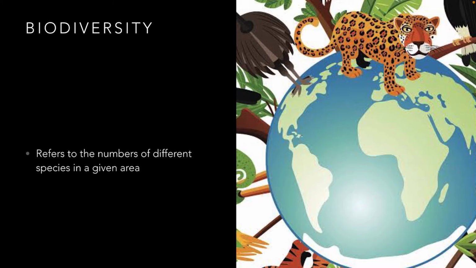Biodiversity refers to the number of different species in a given area. For example, this area has many different types of species, like sea creatures or jungle animals. There are so many different species in this world.